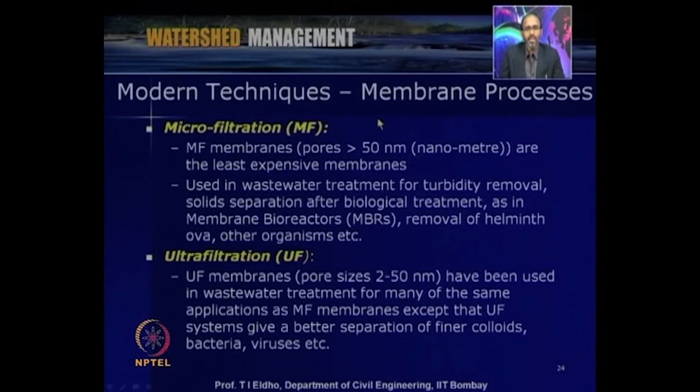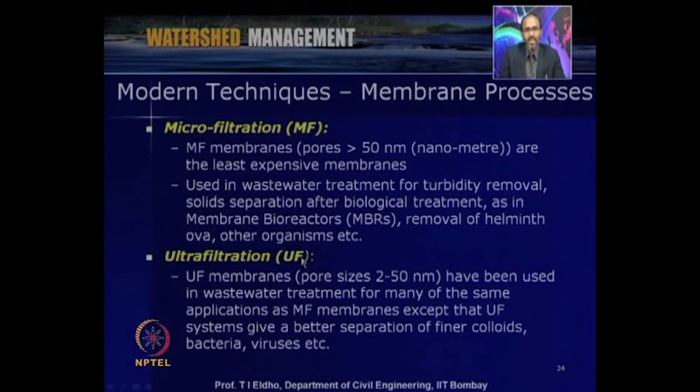As far as the membrane processes are concerned, we can classify them into four categories. The first one is microfiltration. This categorization is according to the size of the membrane pores. Microfiltration membranes, with pores greater than 50 nanometers, are the least expensive membranes, and we can use them in wastewater treatment for turbidity, removal of solids, and separation after biological treatments. They can also be used in membrane bioreactors, and for removal of helminth ova and other organisms from the wastewater. So, when the membrane pores are greater than 50 nanometers, that kind of membrane is called microfiltration.